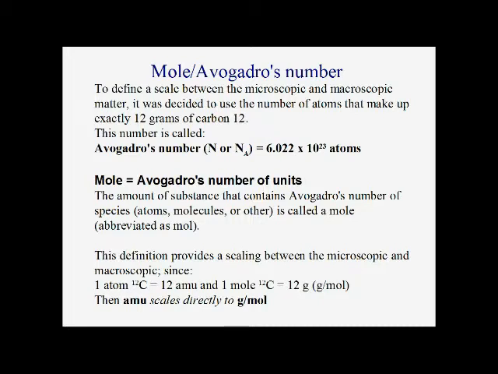a number called Avogadro's number. We represent it with capital N, or capital N sub A. And what we said is that 12 grams of carbon-12 has Avogadro's number of atoms in it. When they made the definition, they didn't know what that number was, and we have since been able to measure it and determine that it's 6.022 times 10 to the 23rd atoms of carbon-12 in 12 grams of carbon-12.